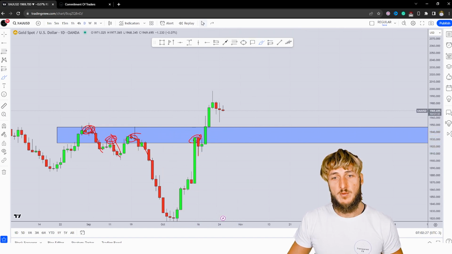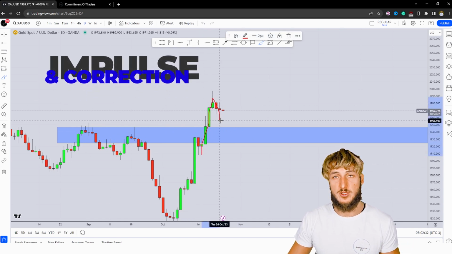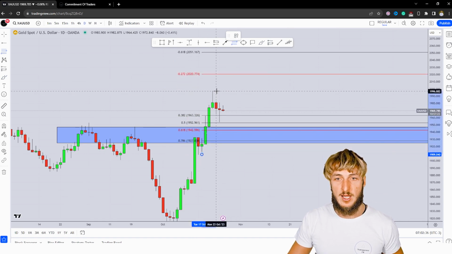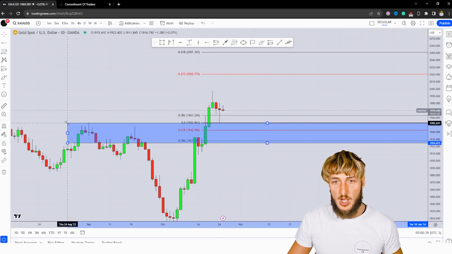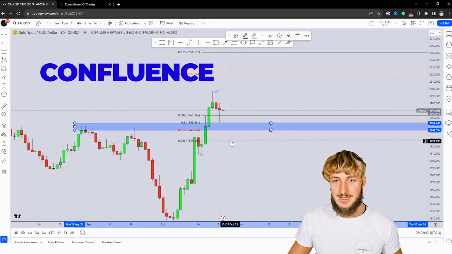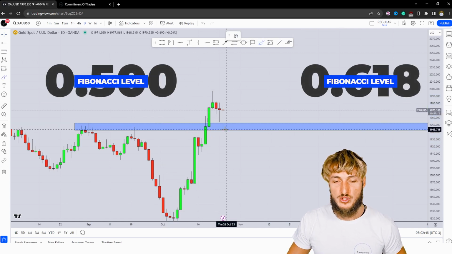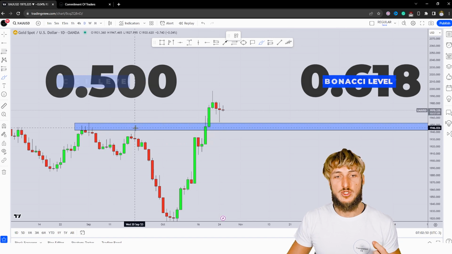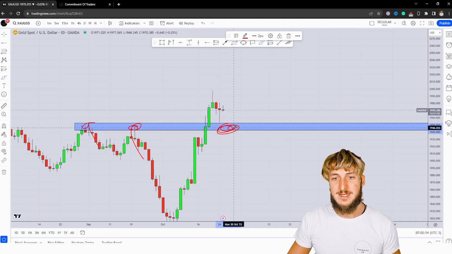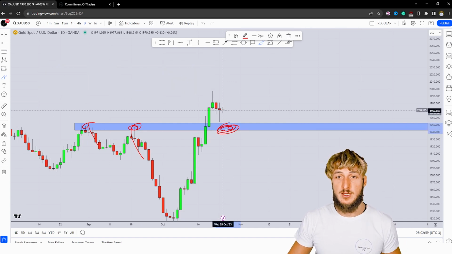And we can also notice how, generally speaking, if we have an impulse and we want to measure the correction, we have to take our Fibonacci from the low to the high of the impulse leg. And if we do that, we can see how the nearest area of confluence of support is essentially this one here. So the area in between the 50% and 0.618 Fibonacci's, which is also lining up with this previous resistance turned support here.